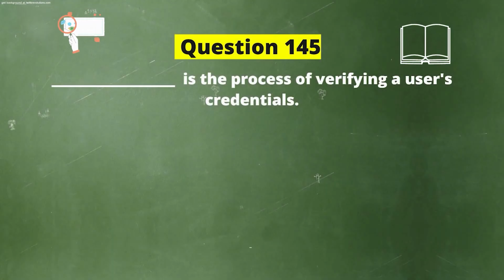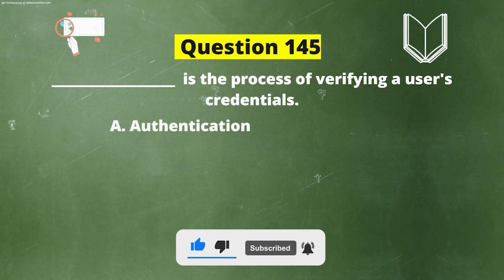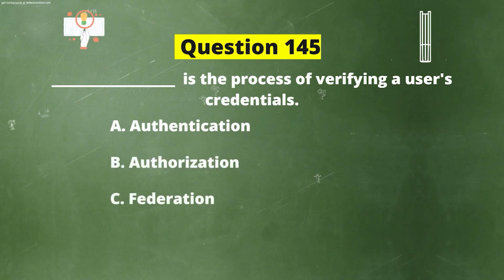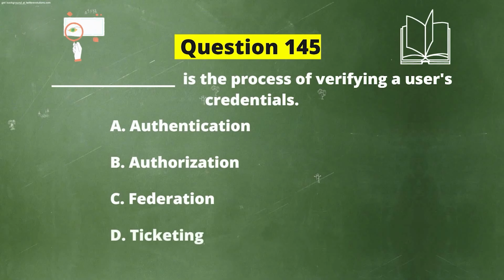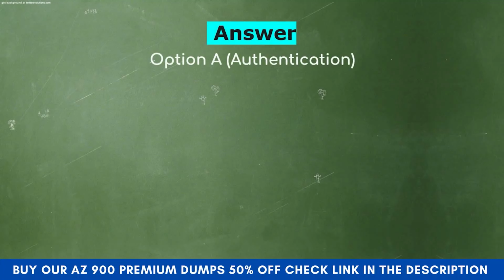Next question. Dash is the process of verifying a user's credentials. Option A, authentication. Option B, authorization. Option C, federation. Option D, ticketing. And the correct answer is option A, authentication.